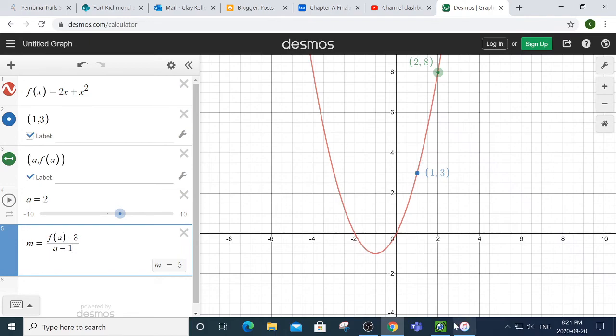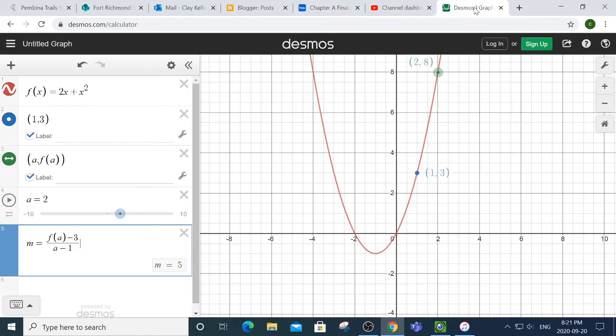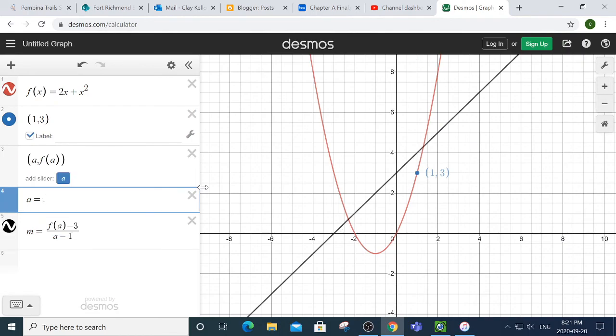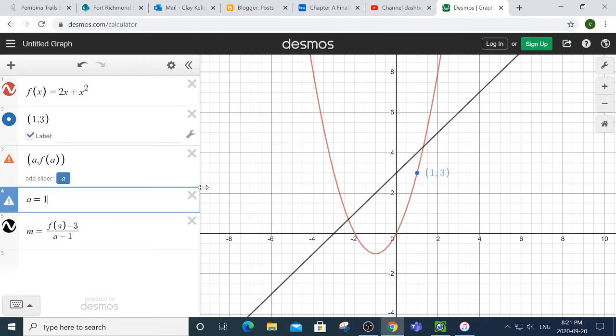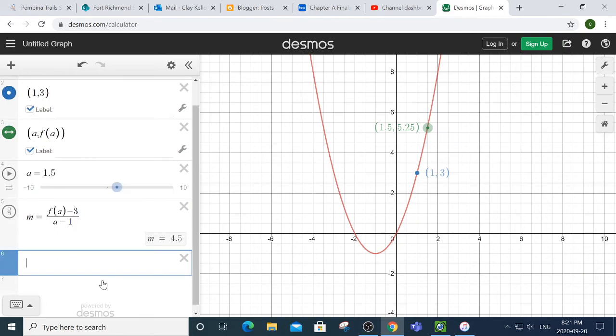So there, I've just answered this question. Now to answer the next question, it's super easy. All I have to do is change this to 1.5. Watch what happens to the point on the graph when I do that. Now it's closer.